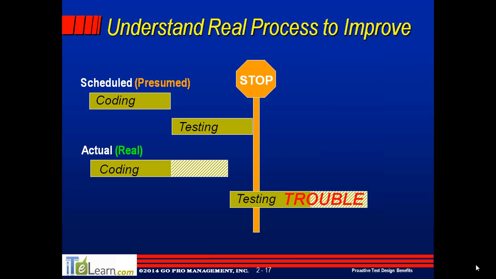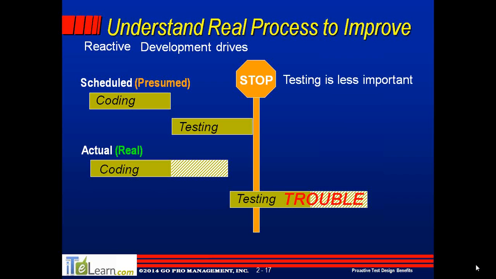So let's look at this portrayal in a little bit different way. Traditional testing is reactive. It tends to come at the end of development. It tends to react to what's been coded. Not surprisingly, traditional development projects are driven by the development side of the house. And developers tend to think that coding is more important than testing. So that if time gets short, the things that get sacrificed are the things that are considered less important. In other words, testing.